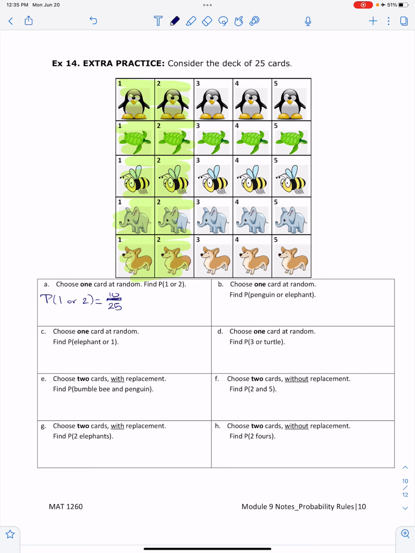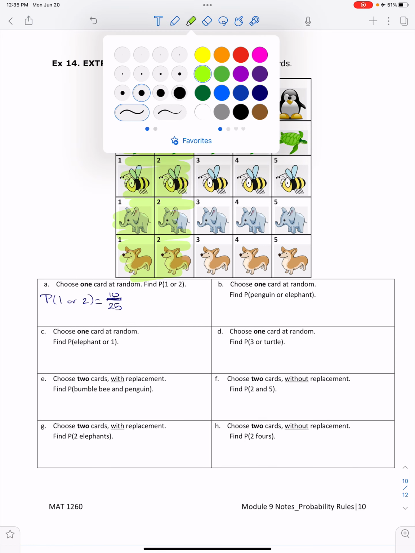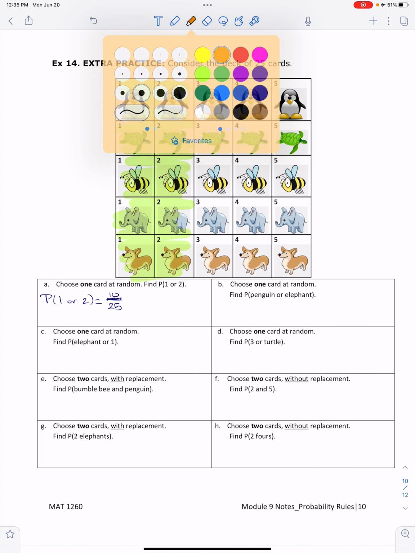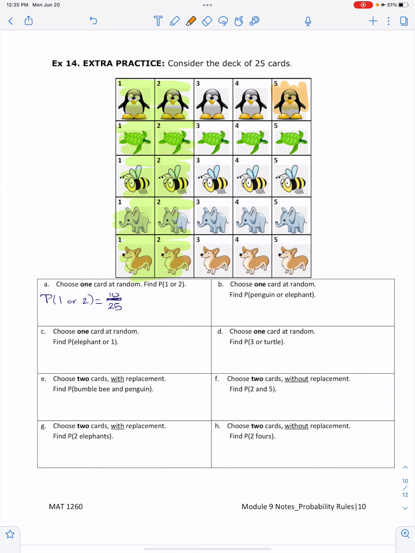B, we're going to choose one card at random. We want the probability it is a penguin or an elephant. So here are our penguins. We have 5 penguins. Here are our elephants. We have 5 elephants. Again, we have 10 cards out of our 25 total.